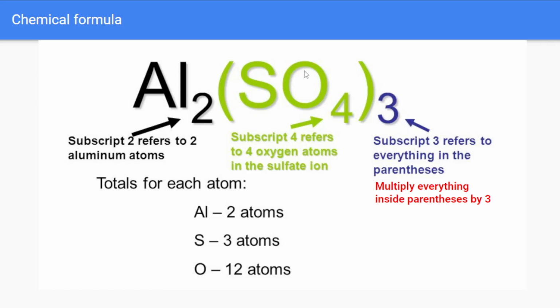When you have parentheses and a subscript after the parentheses, you have to multiply everything inside the parentheses times that subscript. So if we originally had 4 oxygen atoms, now we have 4 times 3. Then also you have sulfur. 1 sulfur times 3. So you have 3 sulfur atoms, and then 4 times 3 oxygen gives you 12 oxygen atoms.